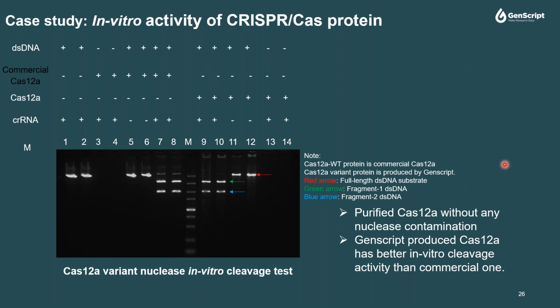We also did some in vitro activity tests of CRISPR-Cas protein. This result shows that we tested their cleavage activity in vitro, and we produced Cas12a compared to another commercial Cas12a. It shows a better cleavage activity. As you may notice, there are fewer substrates left in our lanes, but in the commercial Cas12a, you can notice there are more substrates left.